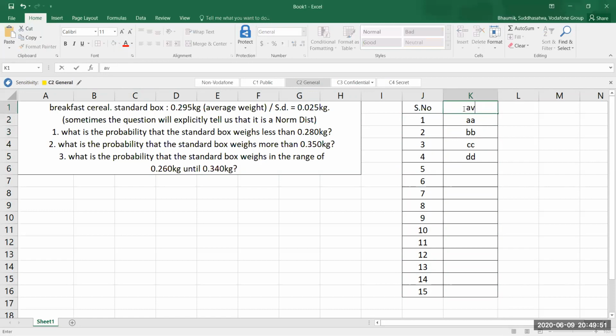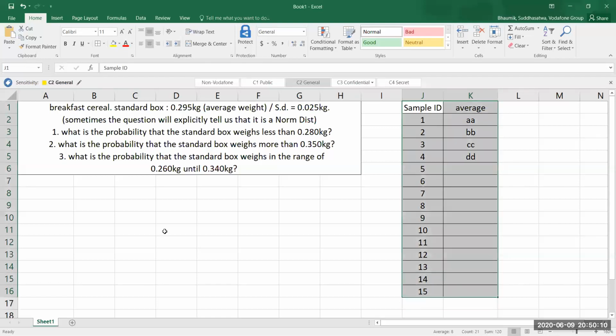I'll just write this as the average. So this is the sample ID. I have given it a sample ID. Sample ID 1 has a mean weight of AA, then BB, then CC, then DD, and so on and so forth. Now, if I have this, then I try to plot its distribution.